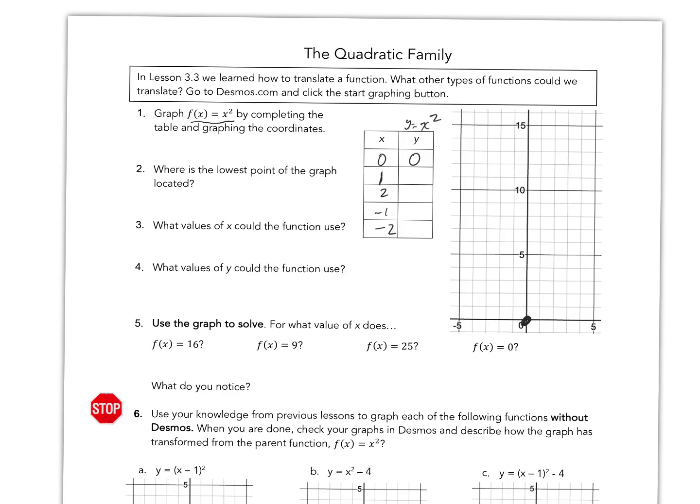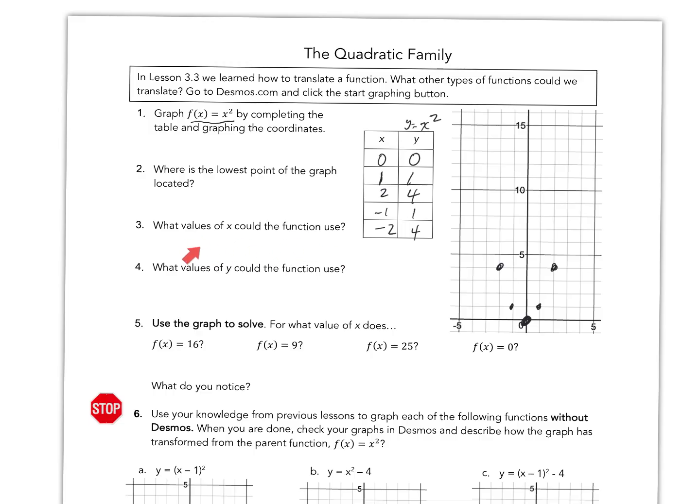Then see if you can plug in each of these points into y equals x squared. Pause the video, and fill out the table here with the y values for y equals x squared. So you can see here I put the values for y into the table, and I've also plotted them on the graph. So I put 1, 1; 2, 4; negative 1, 1; and negative 2, 4.